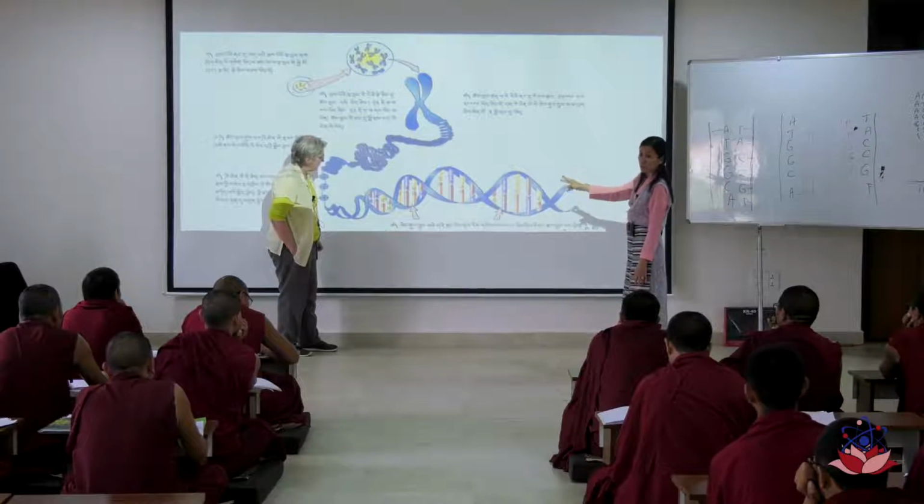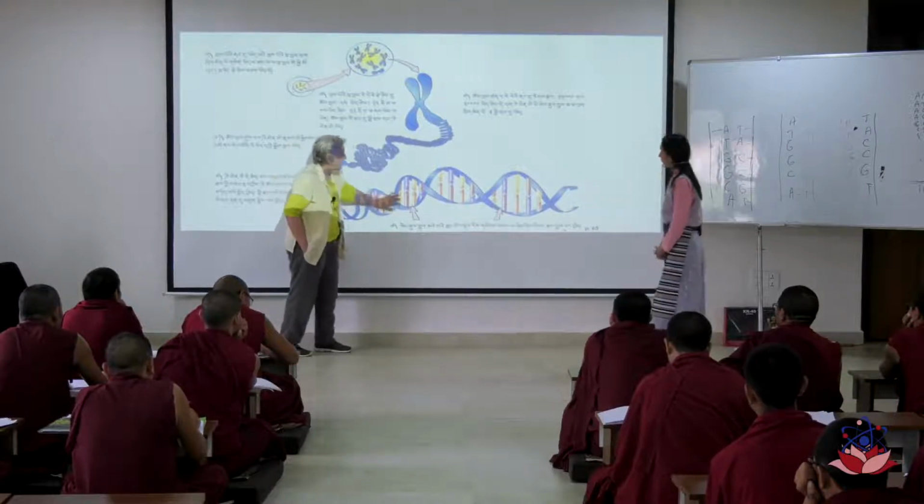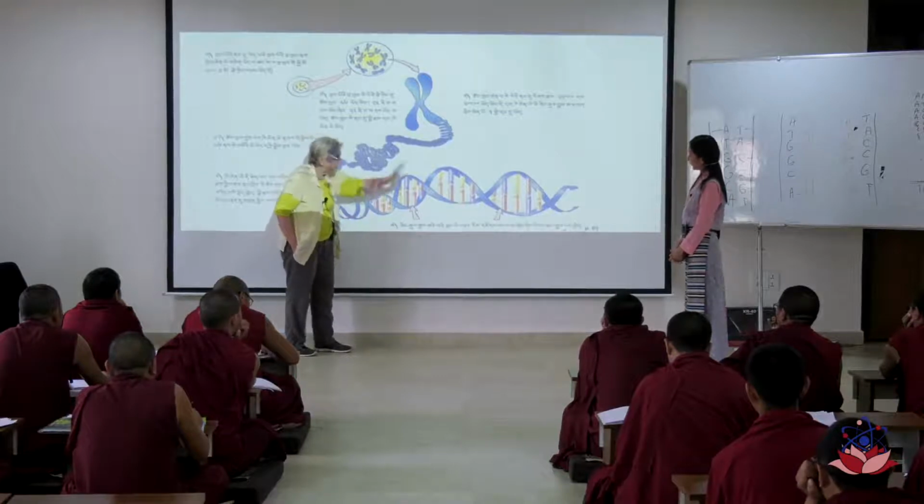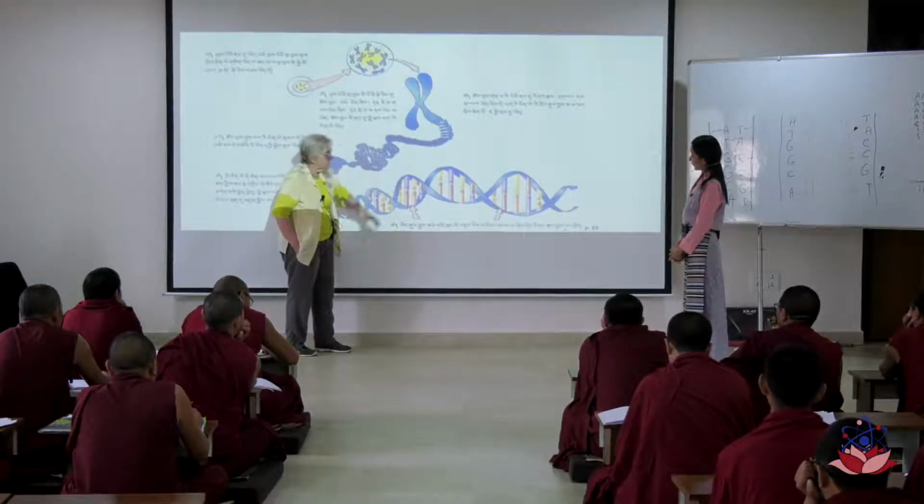So if the DNA is trying to make a sentence, it only has four letters of the alphabet. Repeated in different combinations many times.